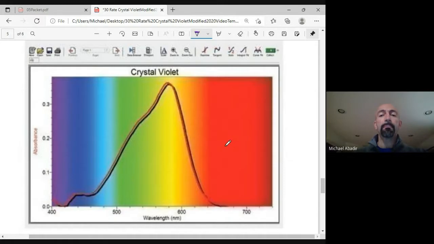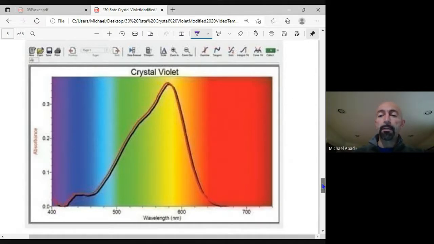So this makes sense that it's absorbing greenish yellow the best, and it's not absorbing purple or blue really, or red, because red and blue make purple. So those colors are not absorbed, they are reflected to your eye. So this would be the optimal absorbance wavelength for crystal violet, around 580.